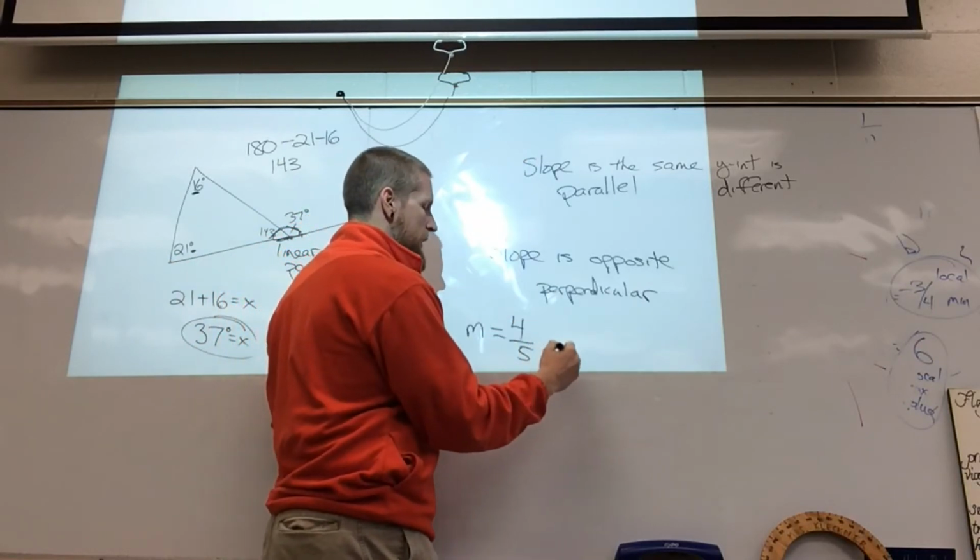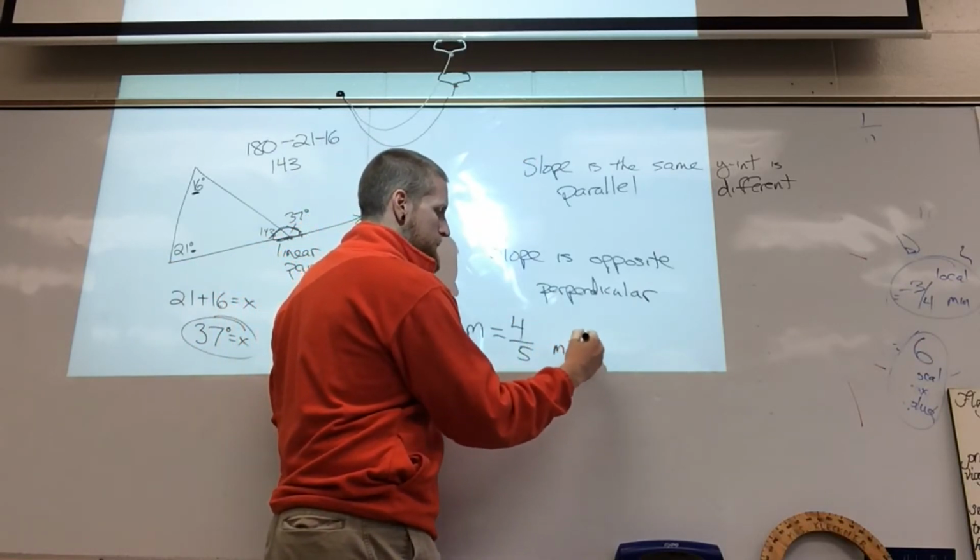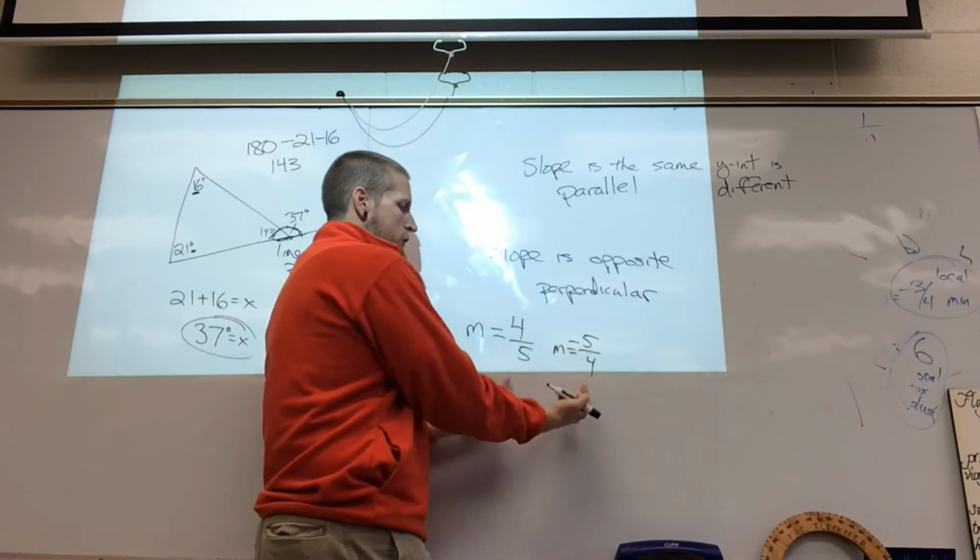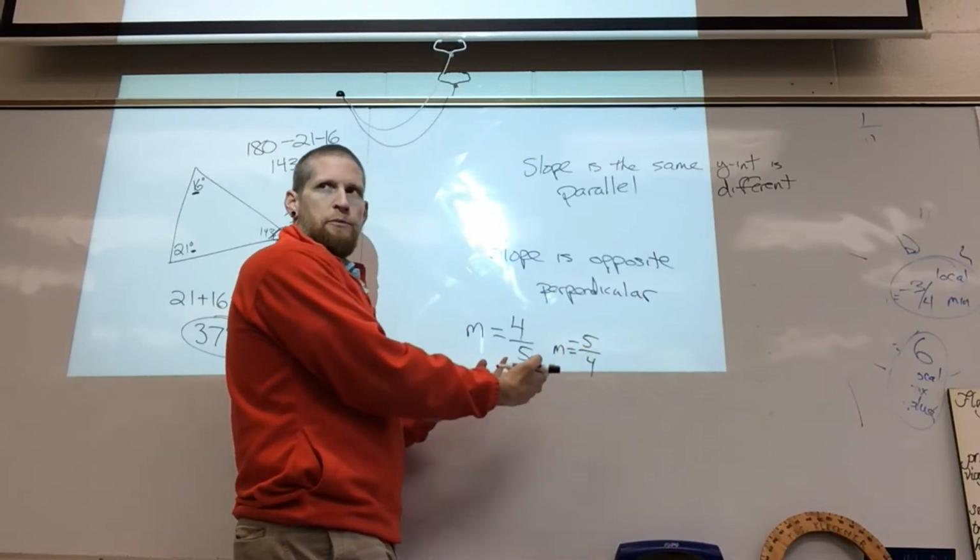Yeah, okay. So you have the right idea. So 5/4. If I saw these two, that would mean the lines are perpendicular.